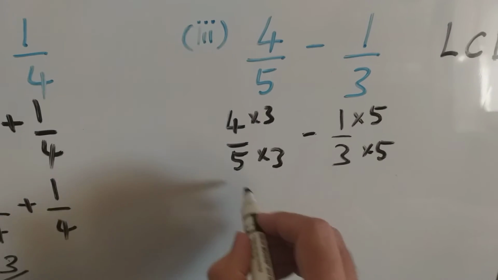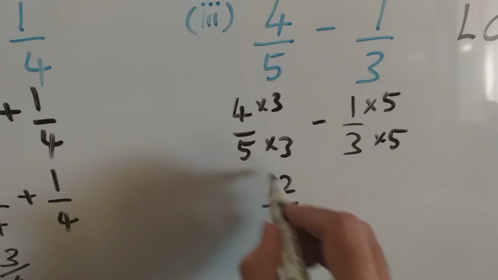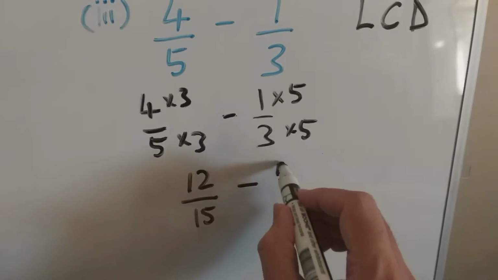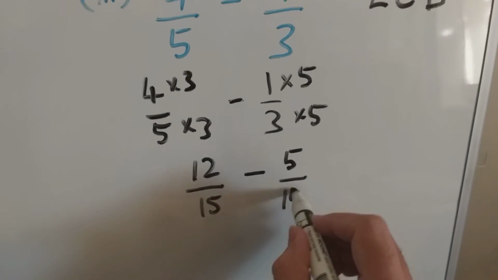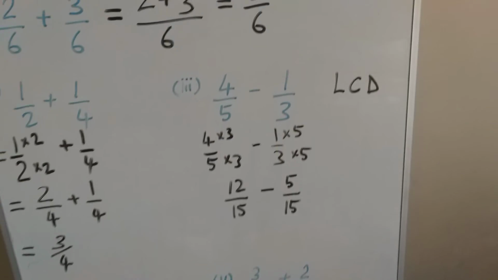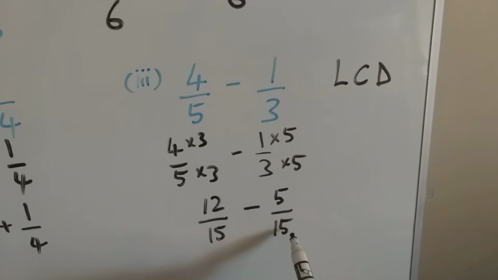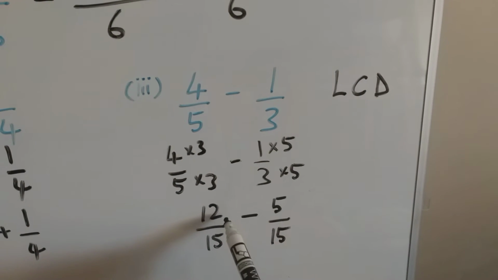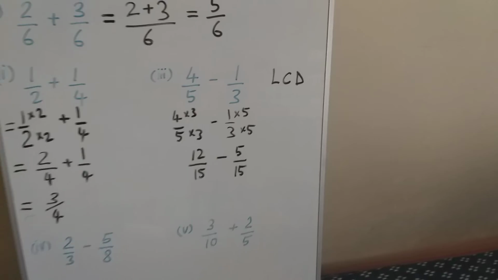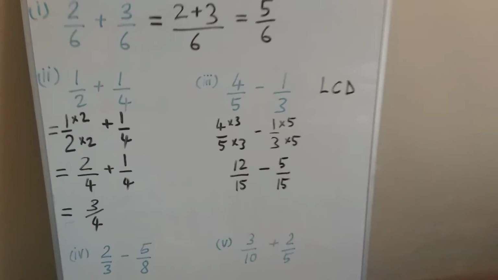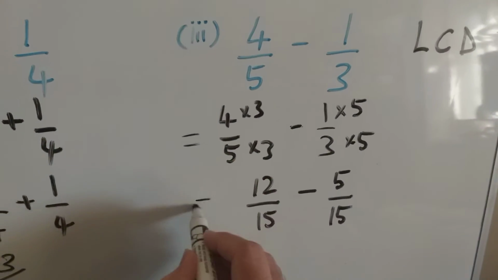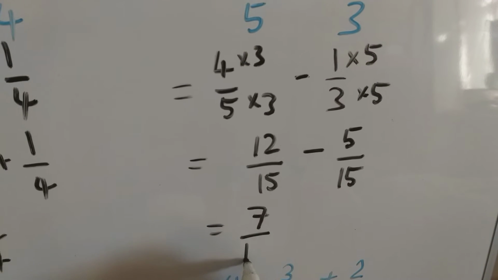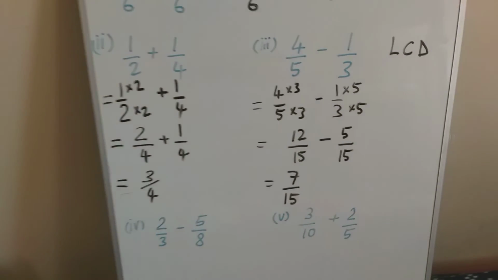So now 4 times 3 is 12. 5 times 3 is 15. Take away 1 times 5 is 5. 3 times 5 is 15. So the objective is to get the same denominator, which we have achieved. So we just carry out the process for the numerators. 12 take away 5 would be 7. So our answer is going to be 7 over 15.